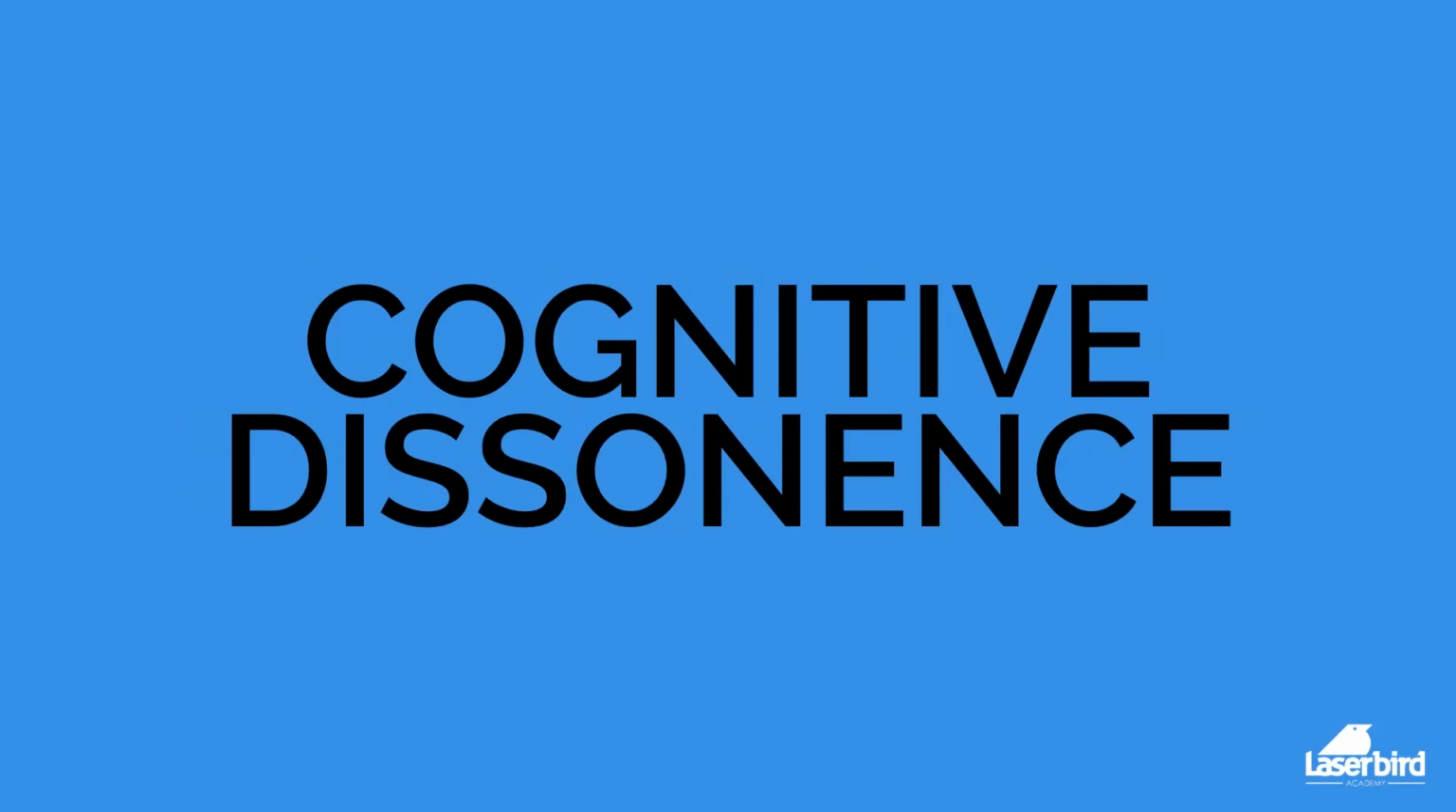So what is cognitive dissonance? It's when you have inconsistent thoughts, beliefs, or attitudes. So you'll be seeing one thing on the surface and thinking something very different on a deeper level. That's why it's important that you tell a very consistent visual story.